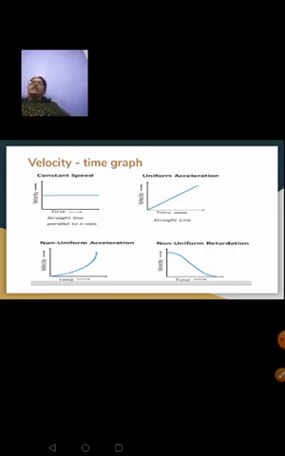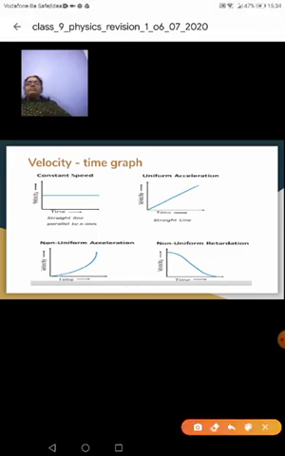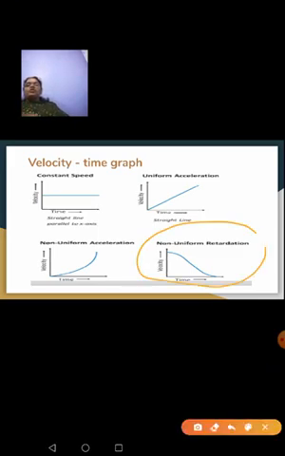You find a line parallel to the x-axis. It says the object is showing constant speed. There is no change in the speed. Second, it talks about uniform acceleration, equal change in velocity in equal interval of time. Next, it is talking about unequal change in velocity in equal interval of time, a curved line. So this is your non-uniform acceleration. Please look at the graphical pattern shown for non-uniform retardation. Clear? But pay more attention to these three graphical patterns: constant speed, uniform acceleration, non-uniform acceleration of a velocity time graph.